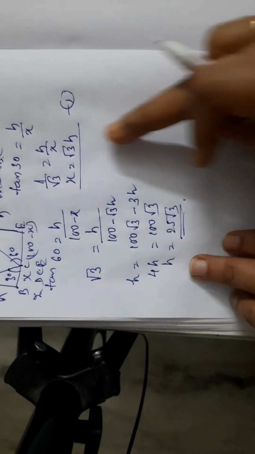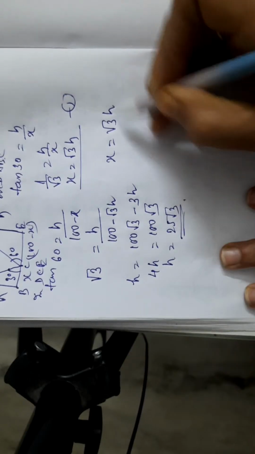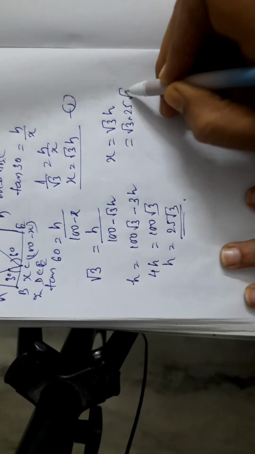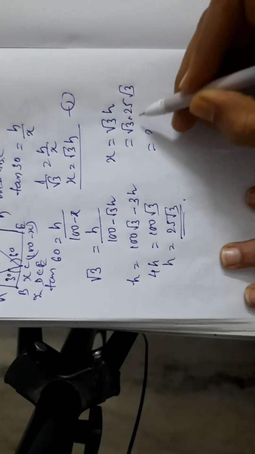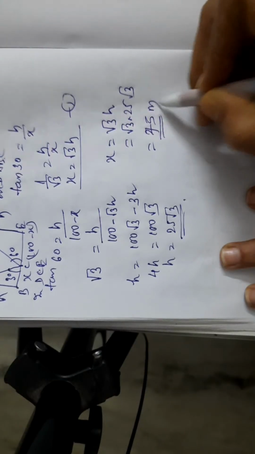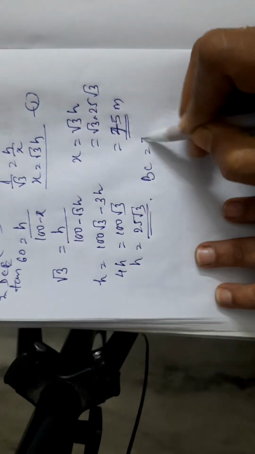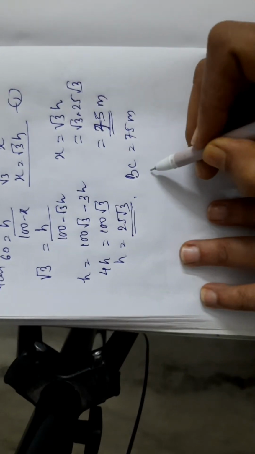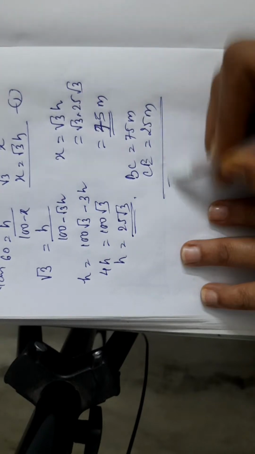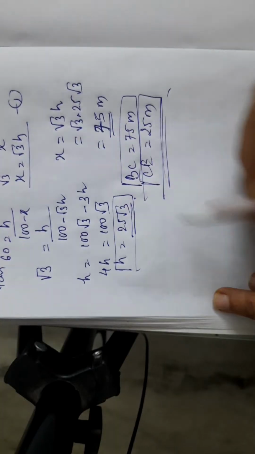Now put this value in. So x is root 3 h, root 3 multiplied by 25 root 3. So 25 multiplied by 3 is 75. If one of the distances, BC, is 75, then CE will be 25. So three answers we need to present. So finally three answers are there.